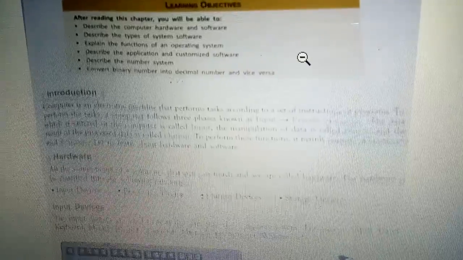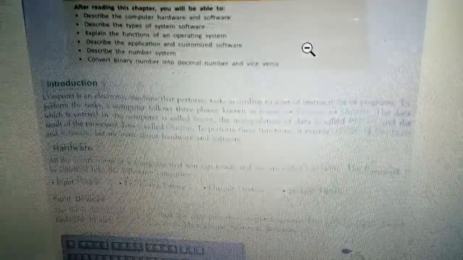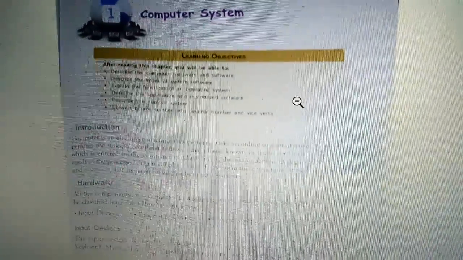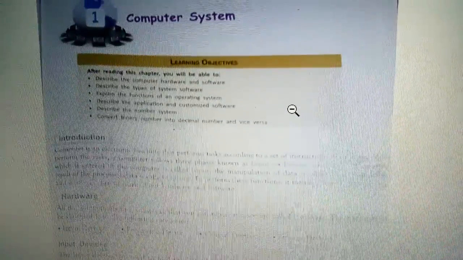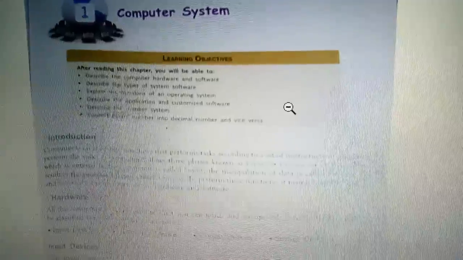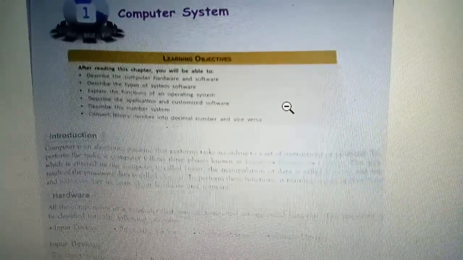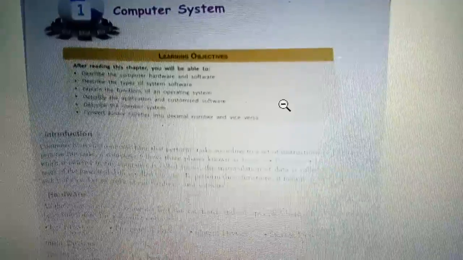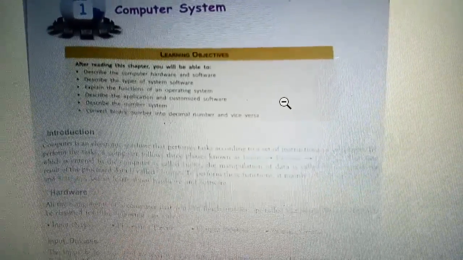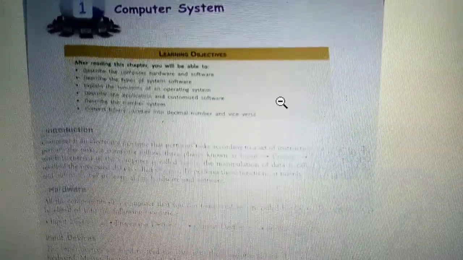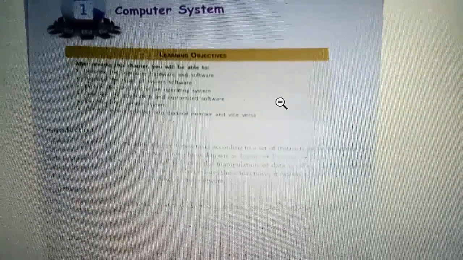To perform a task, a computer follows 3 phases, known as input, process and output. In short, we can say IPO. If a computer has to perform any task, it has to go through these 3 phases: input, process and output. The data which is entered in the computer is called input. Whatever we are feeding into our computer is called input.